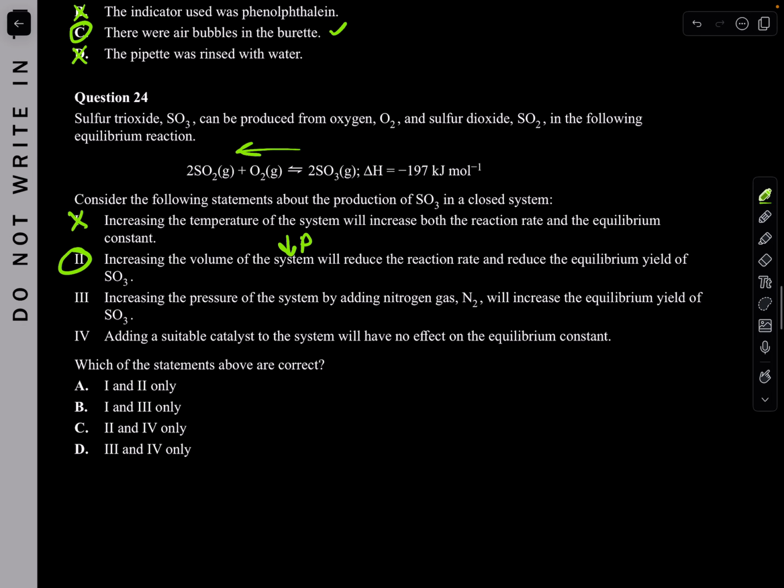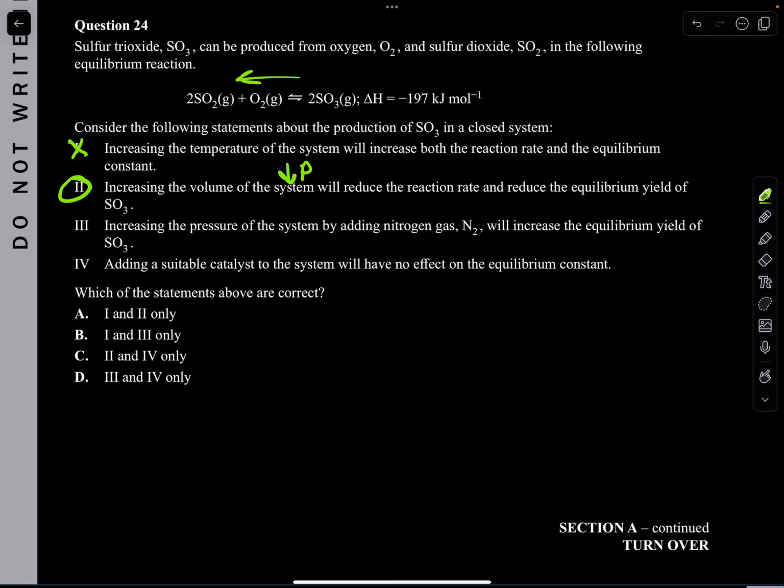So, okay, let's look at the next part. Increasing the pressure of the system by adding nitrogen gas will increase the equilibrium yield of SO3. Rubbish.